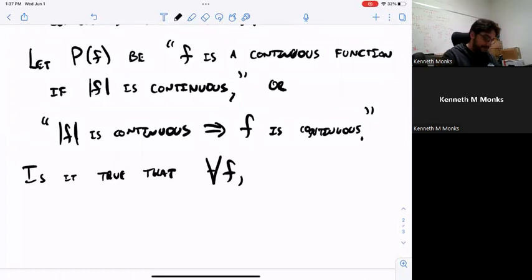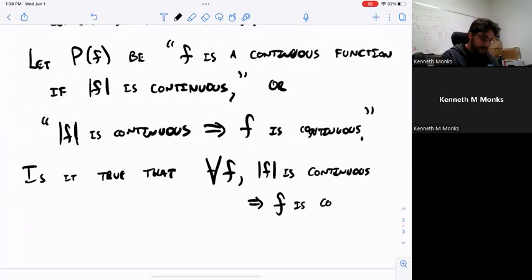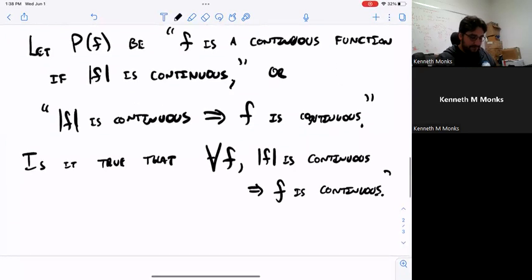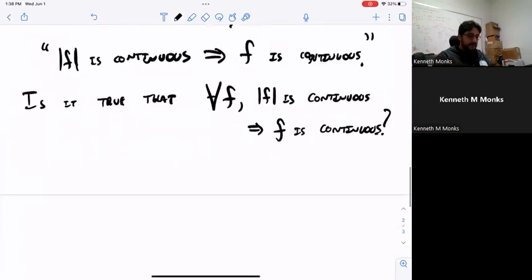So what we're really asking here is, is it true that for all functions f, absolute value of f is continuous implies f is continuous. All right, that's what we're asking, right? So I'm going to claim it's not. I'm going to claim that this is not correct. It's not true that for all f, absolute value of f is continuous implies that f is continuous.